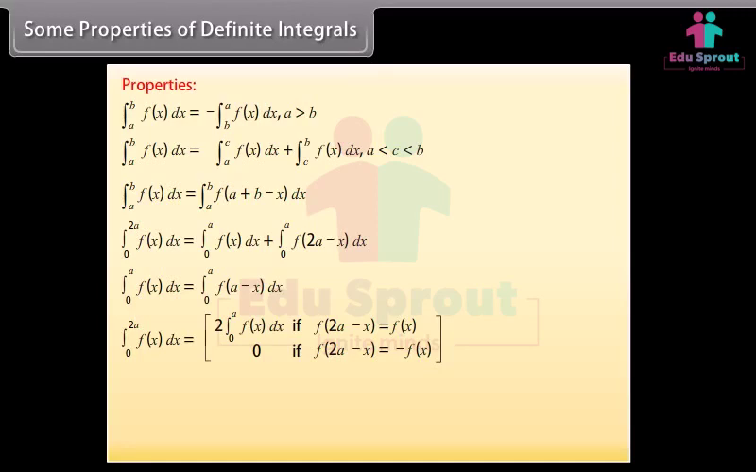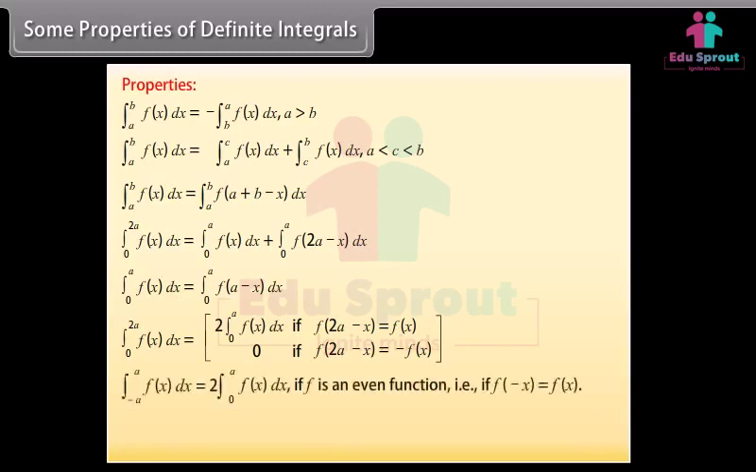The integral of f of x with lower limit 0 and upper limit 2a with respect to dx is equal to 0, if f of 2a minus x is equal to minus f of x. The integral of f of x with lower limit minus a and upper limit a with respect to dx is equal to 2 into the integral of f of x with lower limit 0 and upper limit a with respect to dx, if f is an even function, that is, if f of minus x is equal to f of x.